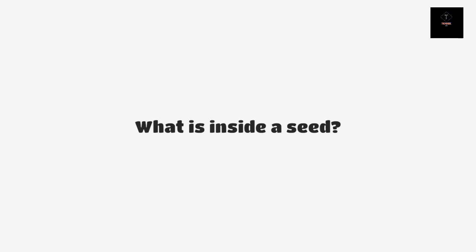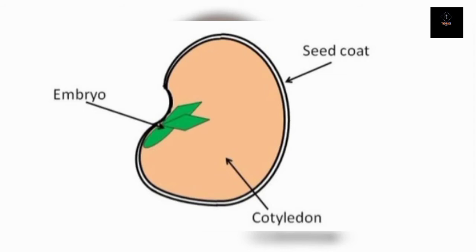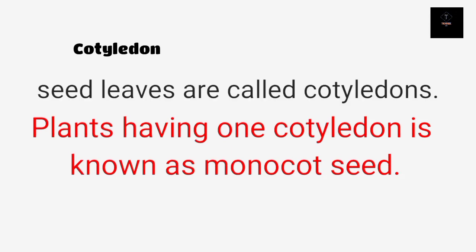Today we are going to discuss what is inside a seed. Preferably there is an embryo inside a seed. You can see here a seed coat, that is the outer covering of the seed, and a cotyledon that stores food for the embryo. So here you have to see what the embryo is, what the seed coat is, and what the cotyledon is.